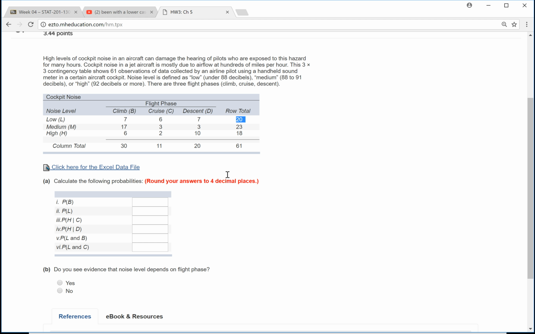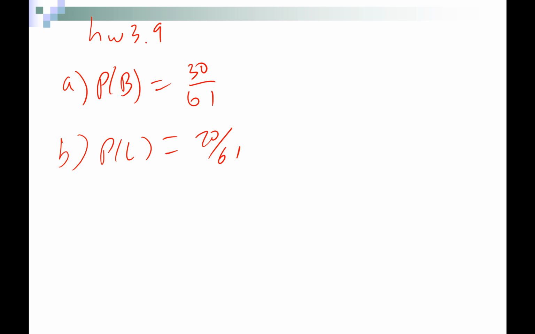And conditional on C, so here we're conditioning on C, the event C, which is cruise. That's this column. What's the probability of H? It's going to be 2 divided by 11. So there's 2 H out of 11 C's. So part C says probability of H given C.